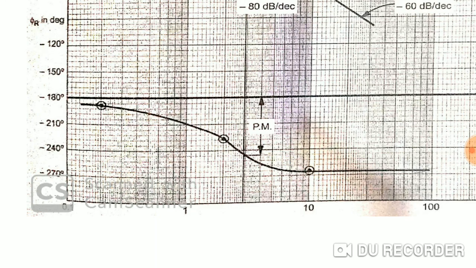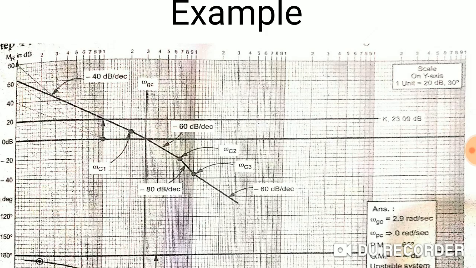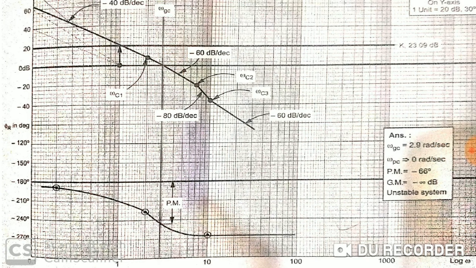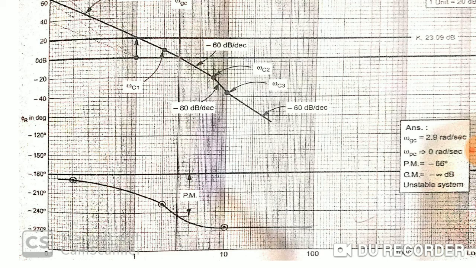Then we want to find out the gain margin and phase margin. What is the procedure? Wherever the 0 dB line crosses, you have to mark the vertical line. Wherever that line crosses the particular phase plot, that is your phase margin, that is minus 68, I think, here 68.